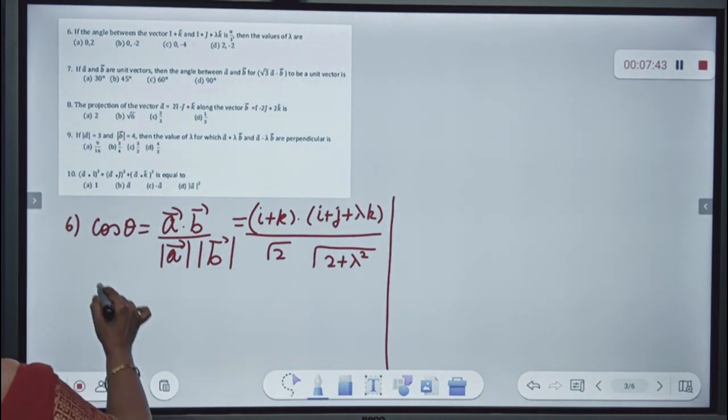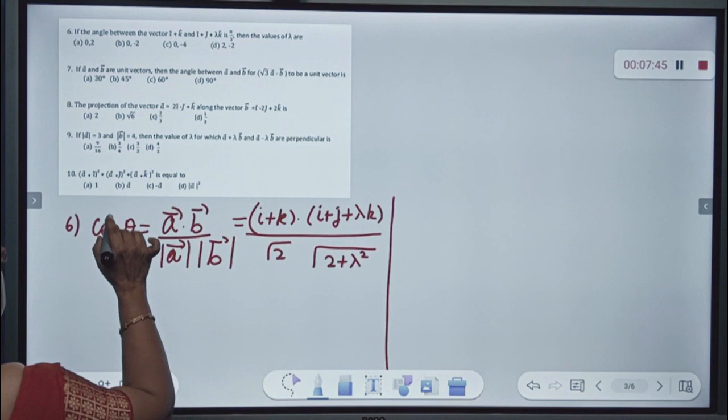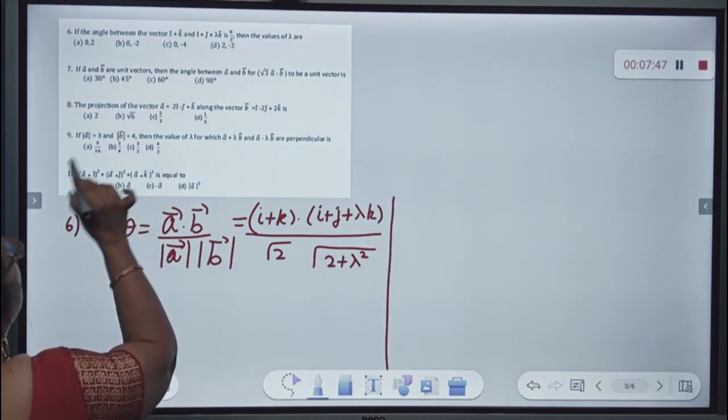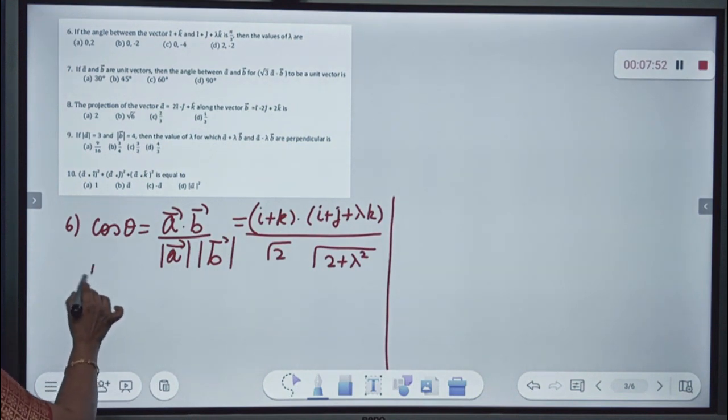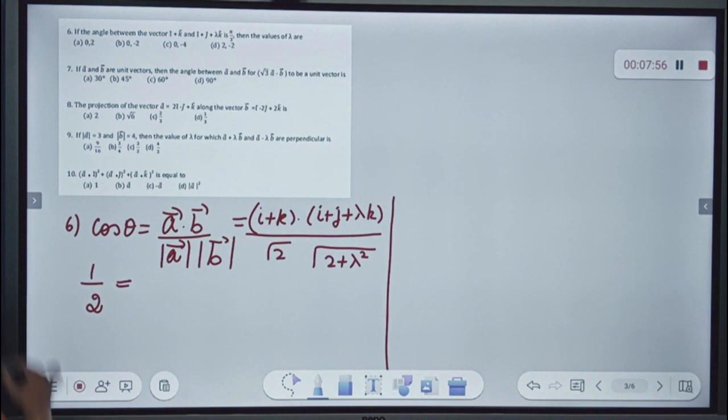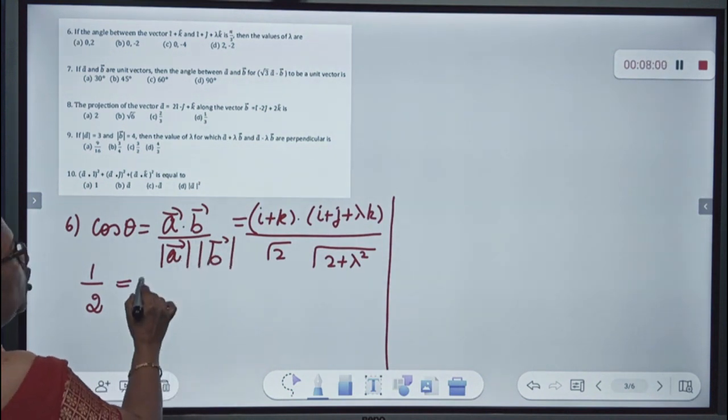Now, you have to find the angle. The angle is given to be pi by 3. So, cos pi by 3 is half, and you are asked to find the value of lambda. So, when I take the dot product, I will get 1.